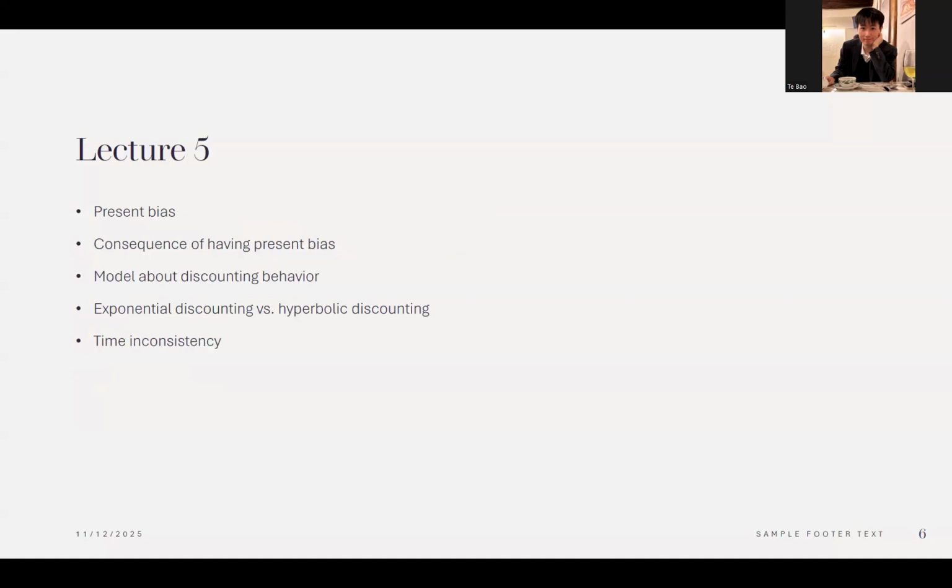And finally, lecture 5 about time preference. Time preference is also a very important topic in behavioral economics. The key concepts of this chapter are present bias and time inconsistency. Present bias is something we introduced, and sometimes we call it quasi-hyperbolic discounting.